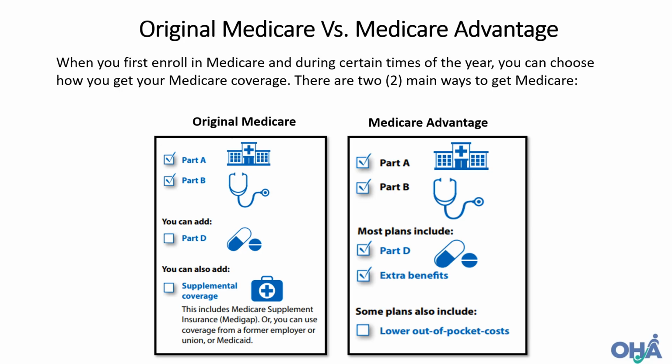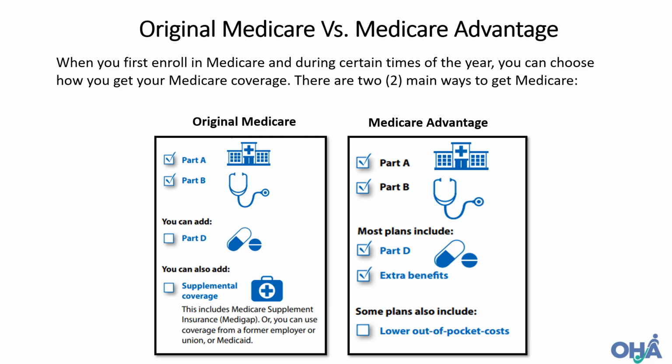When you first enroll in Medicare and during certain times of the year, you can choose how to get your Medicare coverage. There are two main ways to get Medicare: Original Medicare and Medicare Advantage. With Original Medicare, you have Part A and Part B. You can add a Part D prescription drug plan. You can also add supplemental coverage. This includes Medicare Supplement Insurance or Medigap, or you can use coverage from a former employer or union, or Medicaid.